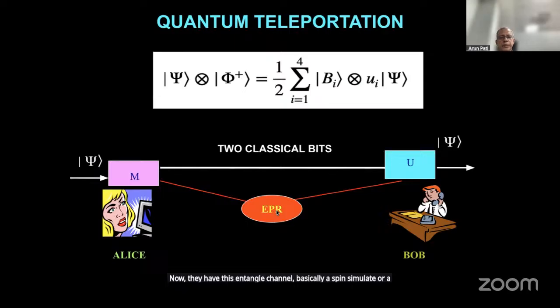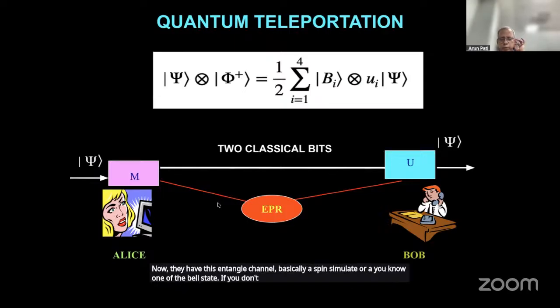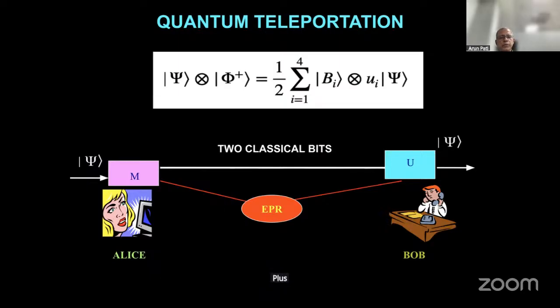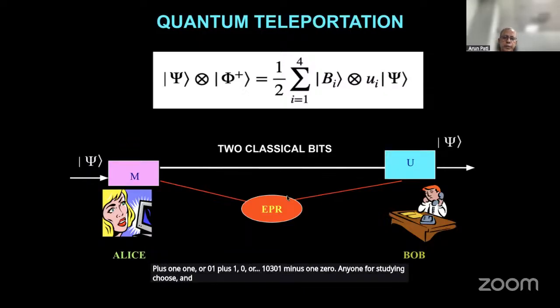one of the Bell states. If you don't know Bell states, don't worry. Basically, any state you can think of, like 00 plus 11 or 00 minus 11, or 01 plus 10 or 01 minus 10. Any one of the 4 states you can choose, and you can share it beforehand, before starting the protocol. Okay, that is the entangled channel.